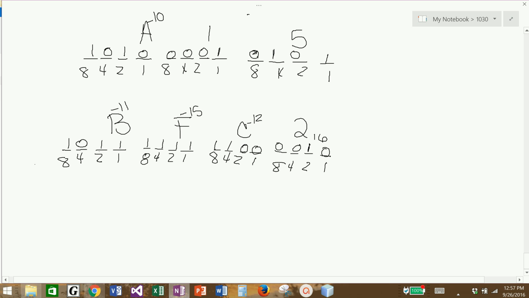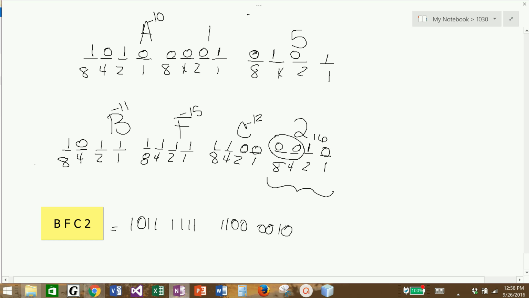Now, remember, embedded zeros matter. And so at this least significant nibble 2, these embedded zeros matter. I can't just drop them because there is nothing there. I have to include them. That hexadecimal BFC2 is equivalent to a 16-bit binary number.